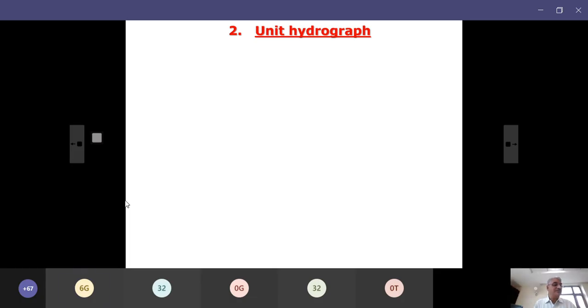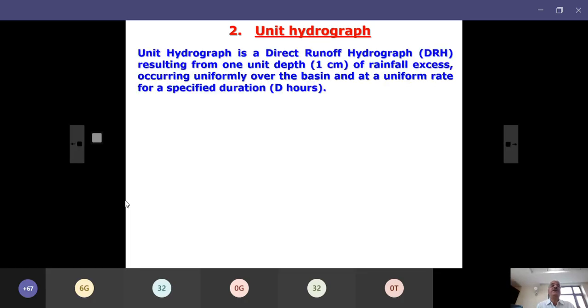It is the plot of discharge against the time for a rainfall having unit intensity. It is a response, or a hydrograph, for unit intensity lasting for a given duration. So unit hydrograph also is for a duration. Unit hydrograph for 6 hours, unit hydrograph for 12 hours, unit hydrograph for 3 hours. So lasting for that duration, a unit rainfall.